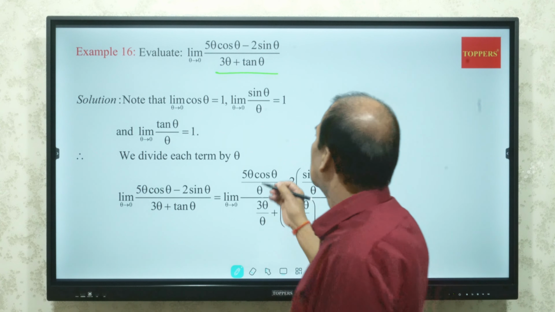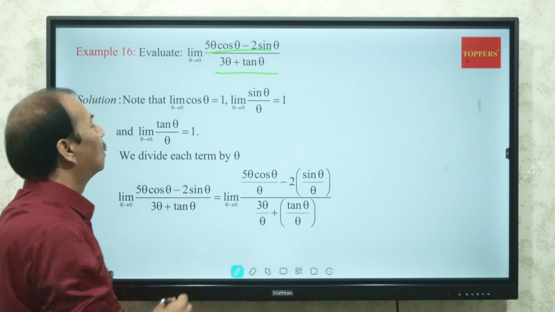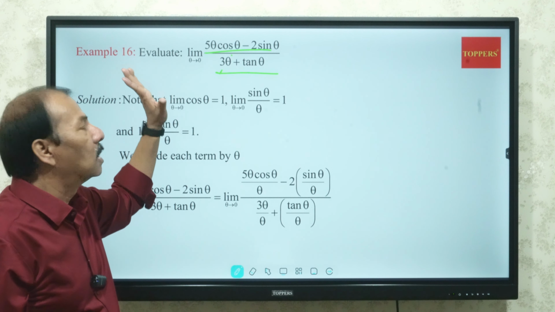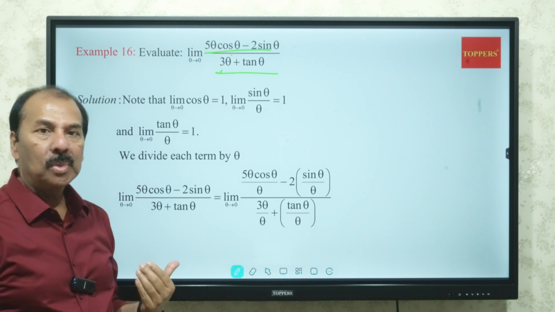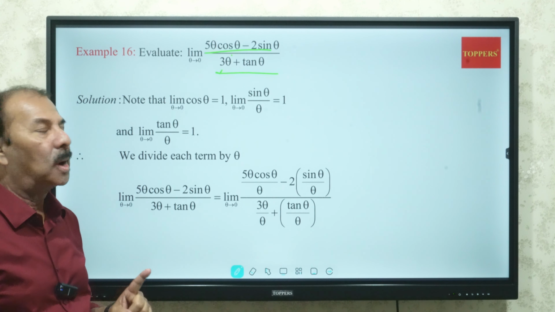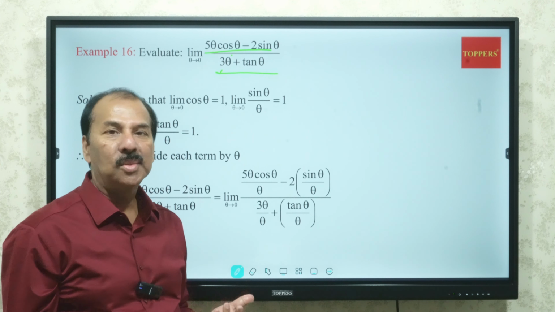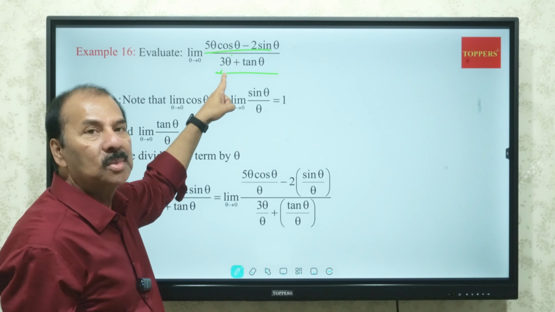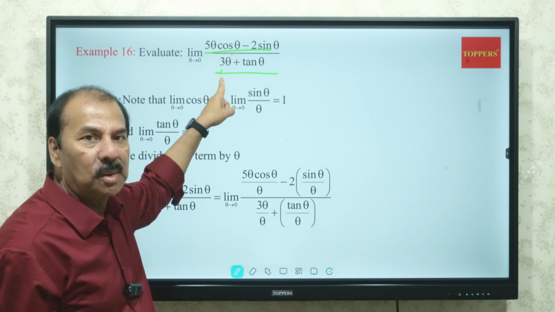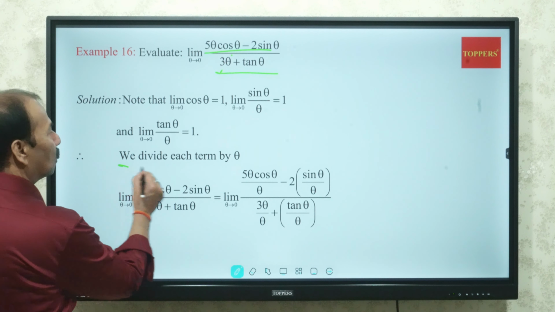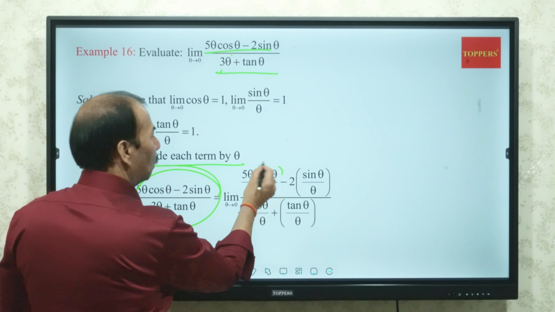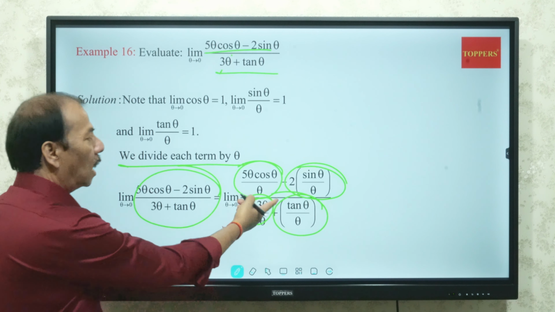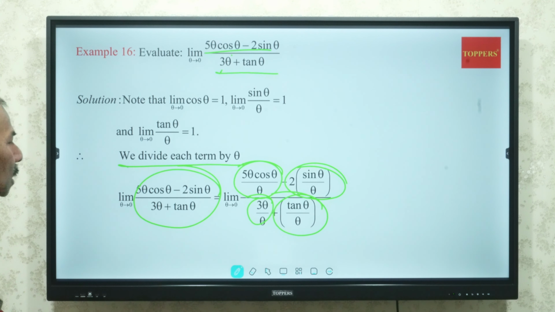So if you divide the numerator and denominator by theta, then we will be able to make use of that standard relation. So after dividing the numerator and denominator by theta, 5 theta cos theta upon theta, so this theta will get eliminated. Cos theta, when theta tends to 0, is equal to 1. Sin theta upon theta, when theta tends to 0, is 1. Tan theta upon theta, when theta tends to 0, is 1. 3 theta upon theta, theta will get eliminated, so it remains as 3. So all are in the standard form. Substitute the values and get your relation.